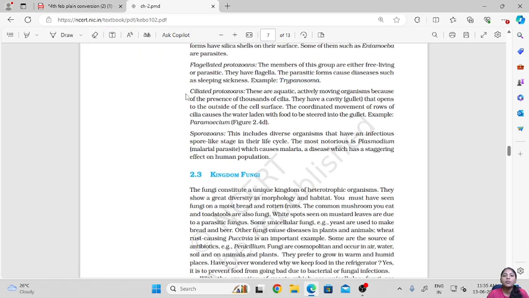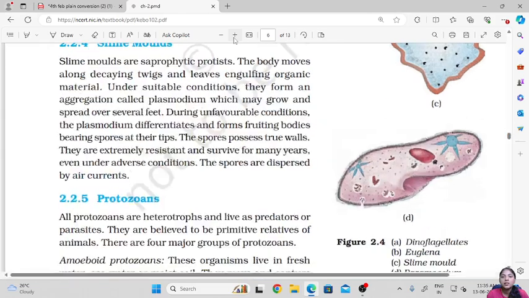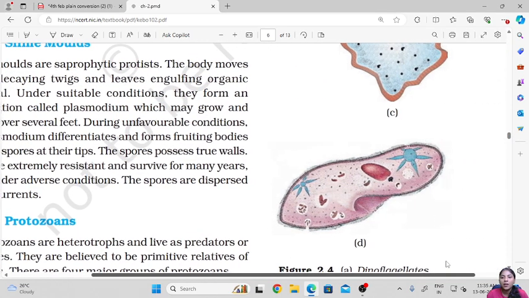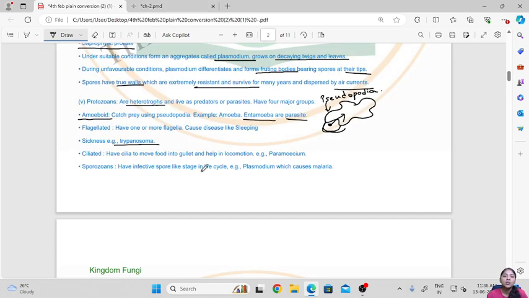Then the third type of protozoan, the third category, is ciliated protozoans. They are aquatic and they are actively moving organisms because of the presence of thousands of cilia. Okay, so here we have an example. See, this is a Paramecium, and you can see these small hair-like structures. So these are the cilia which are found on the surface of these organisms, which help in locomotion or movement. So the ciliated protozoans have cilia to move food into the gullet and help in locomotion. An example is Paramecium.